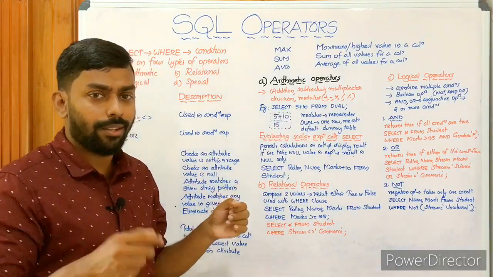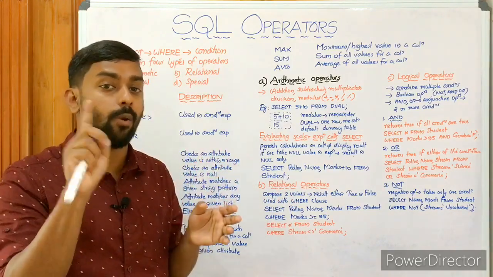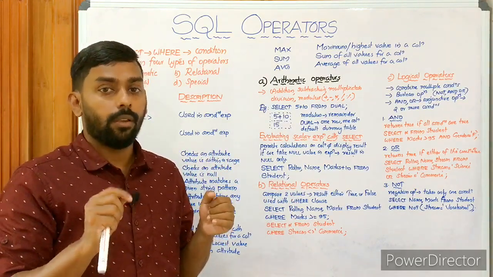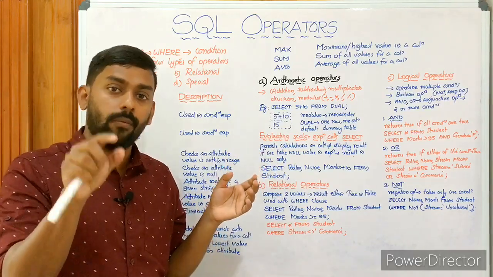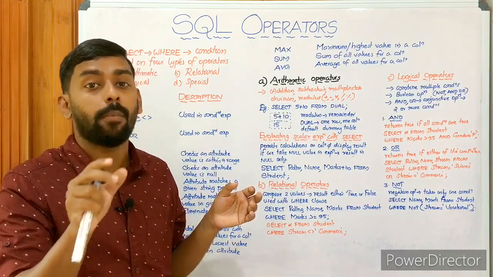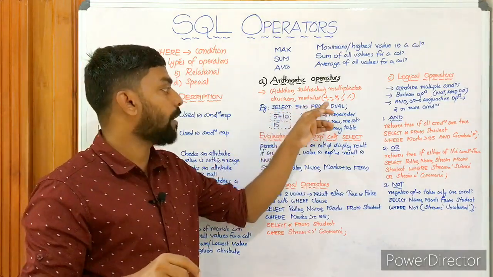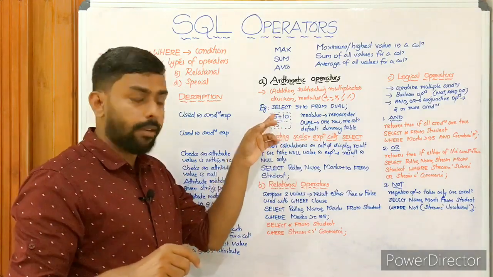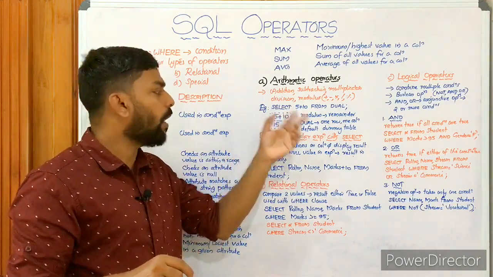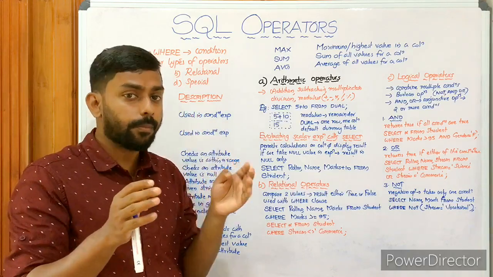Select 5 plus 10 from dual. You know what dual is? It's a default dummy table with only one row and one column. You can work with anything on that. So select 5 plus 10 from dual. Actually this will be the result. The column name is 5 plus 10. Why is it 5 plus 10 as the column name or the attribute name?